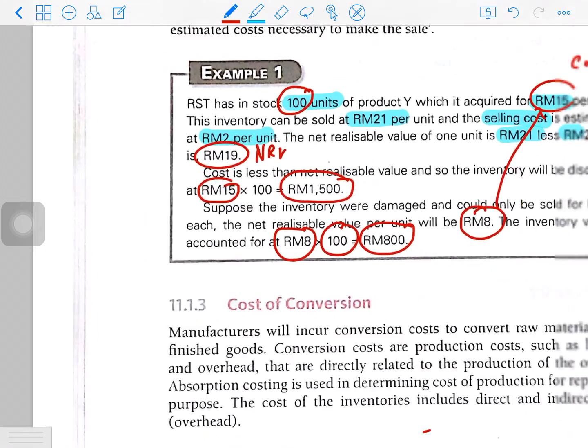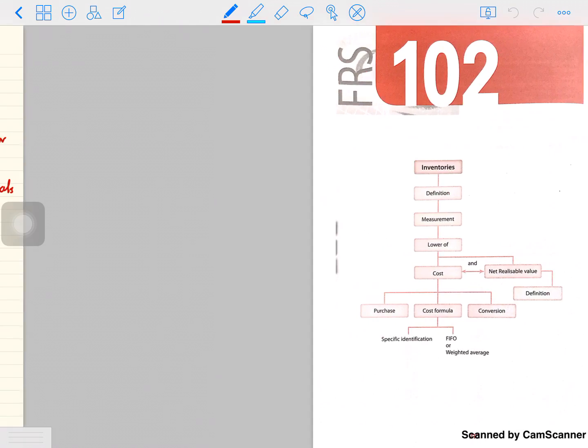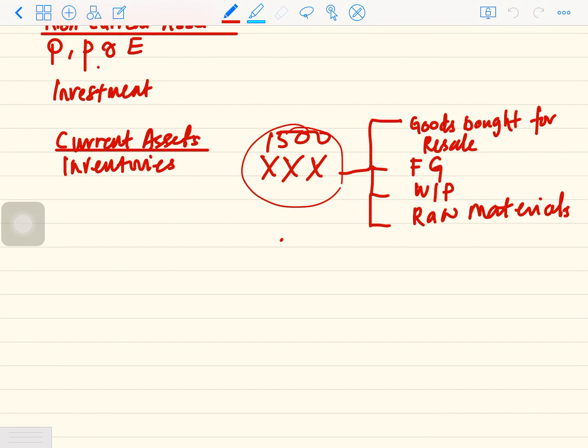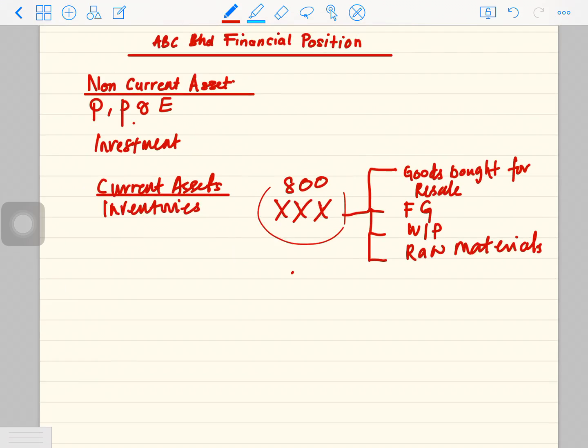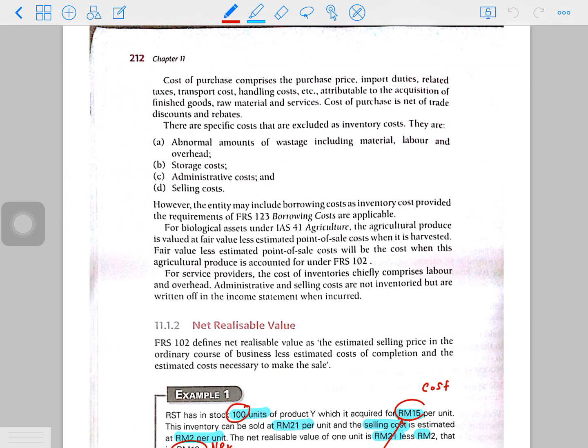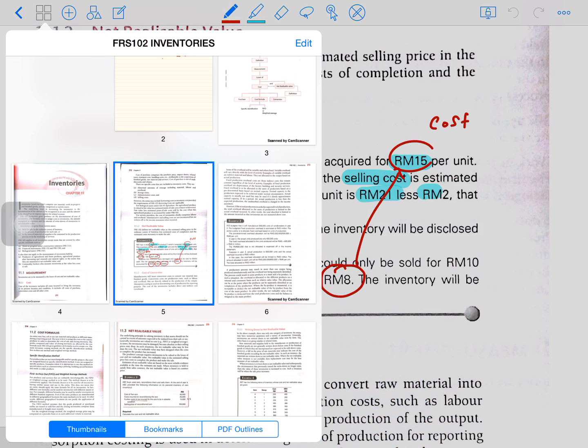So in your stock or inventories in your financial position will become 800, because net realizable value is lower than the cost. So that's how we choose to value inventories in the financial statement. We take the lower of net realizable value or cost, whichever is lower. So that's how we measure inventories.